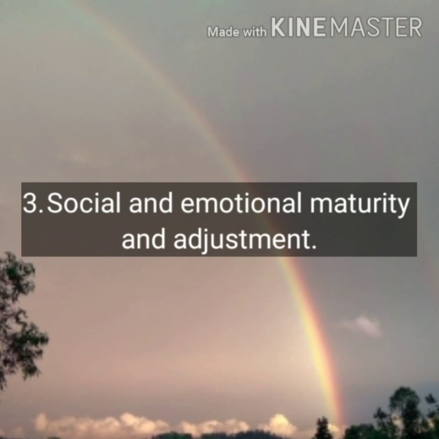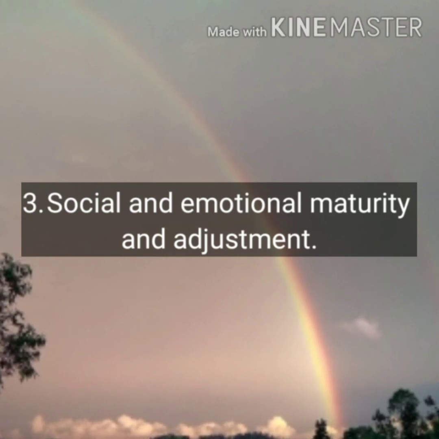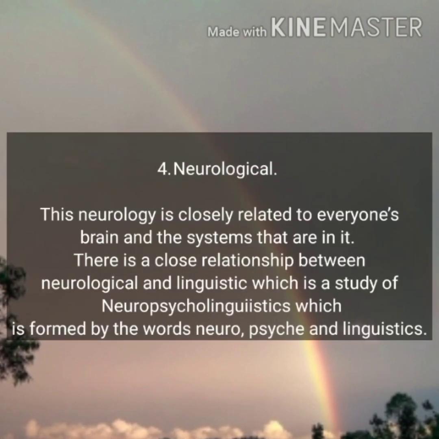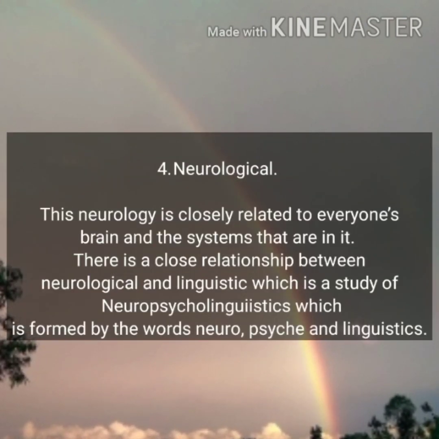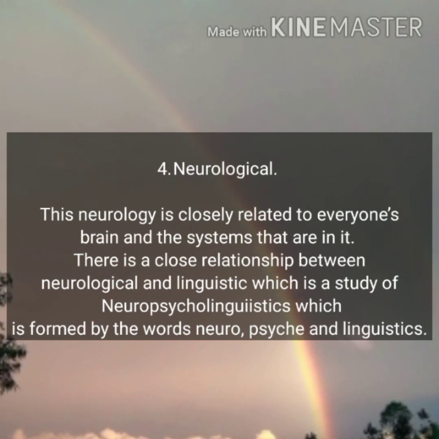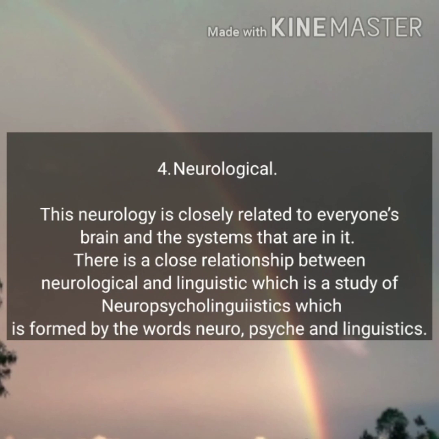Number 3. Social and emotional maturity and adjustment. Number 4. Neurological. This neurological is closely related to everyone's brain and the systems that are in it. There is a close relationship between neurological and linguistic, which is a study of neurophysical state, formed by the words neuro, physical, and linguistic.